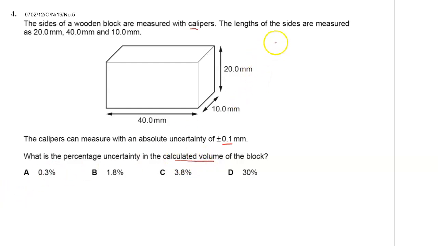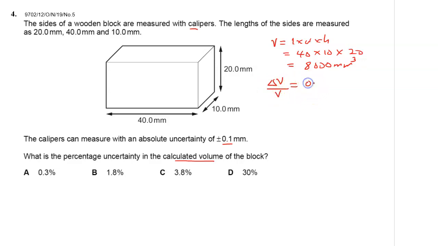Of course, the first thing we do is get the volume. Volume is length times width times height. In which case, this is going to be 40 times 10 times 20. This will give us 8,000 millimeters cubed.